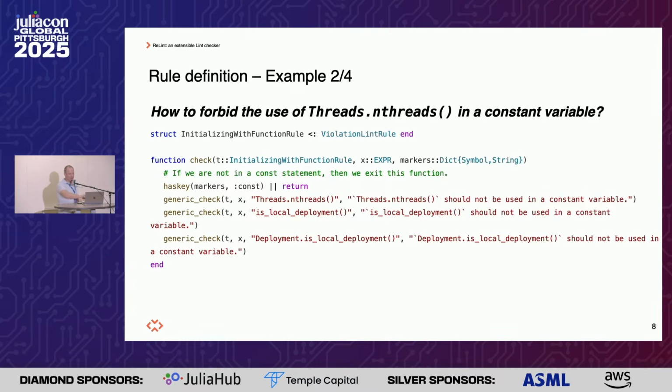Again, you define a subtype of ViolationLintRule, initialized with a function rule, and here you have this check. The difference with the previous rule is that you want this rule to be checked only when you are in a const top-level statement. And this is what we have here. We have this marker saying that if I'm not in a const statement, then I just return. If I am, then I evaluate these checks here. I say, if I find instances of Threads.nthreads, then I will display that message. Same thing for isLocalDeployment, or Deployment.isLocalDeployment.